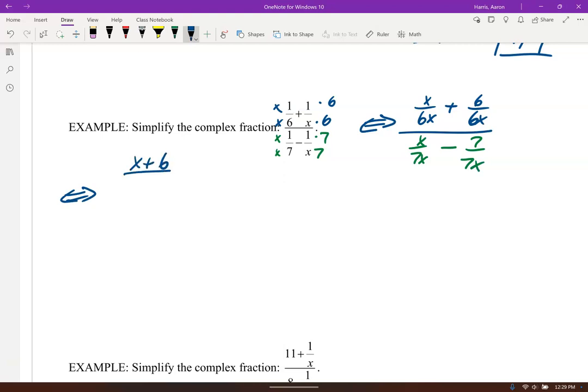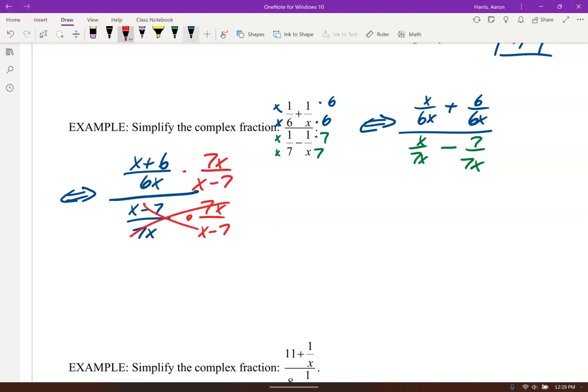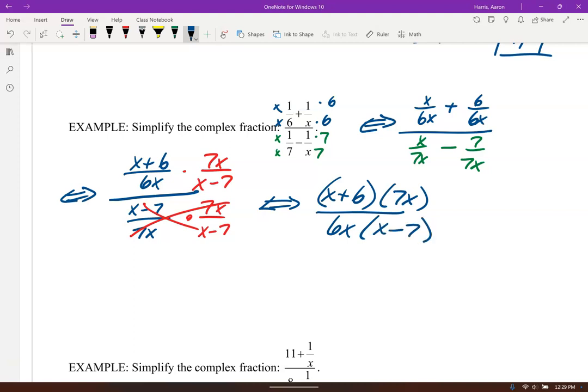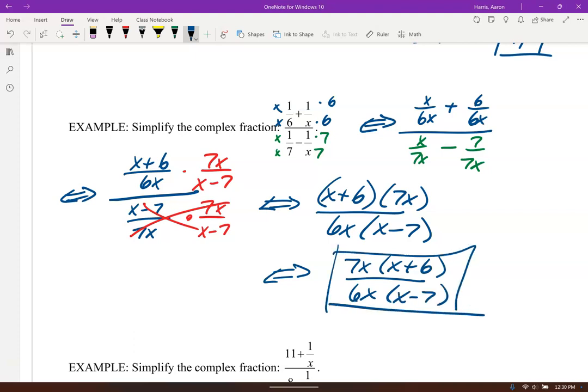So I have x plus 6 all over 6x. Denominator, I have x minus 7 all over 7x. So now I have one fraction over one fraction. I can multiply by the reciprocal. And so we end up with x plus 6 times 7x, over 6x times x minus 7. It looks like nothing cancels, so I'm just going to go ahead and write that as my monomial term first. So we got 7x, x plus 6, over 6x, x minus 7.